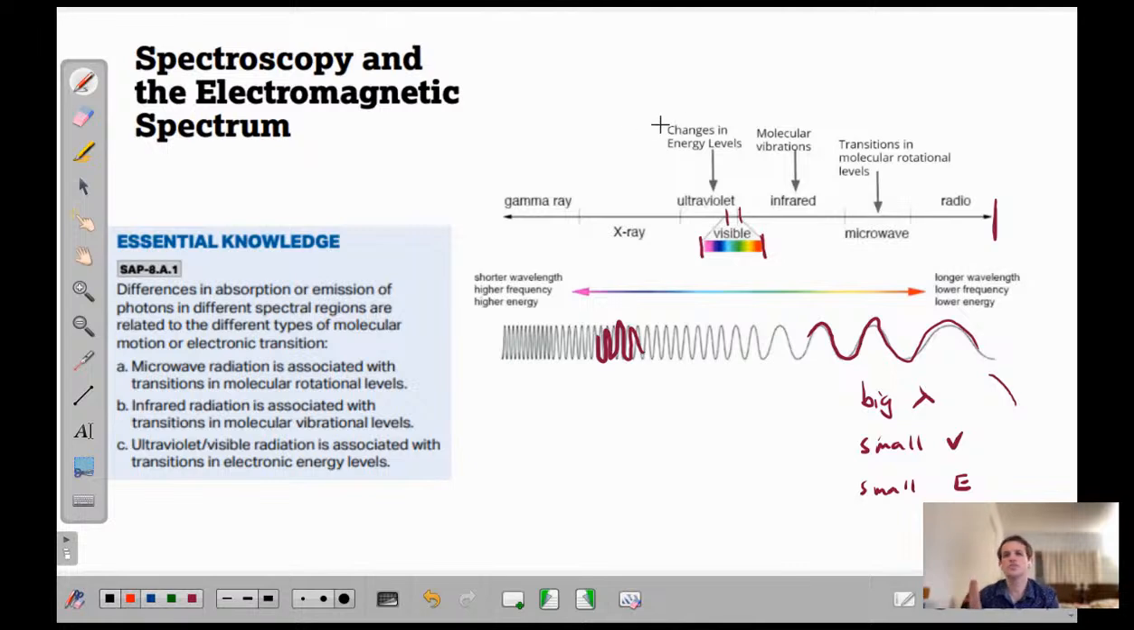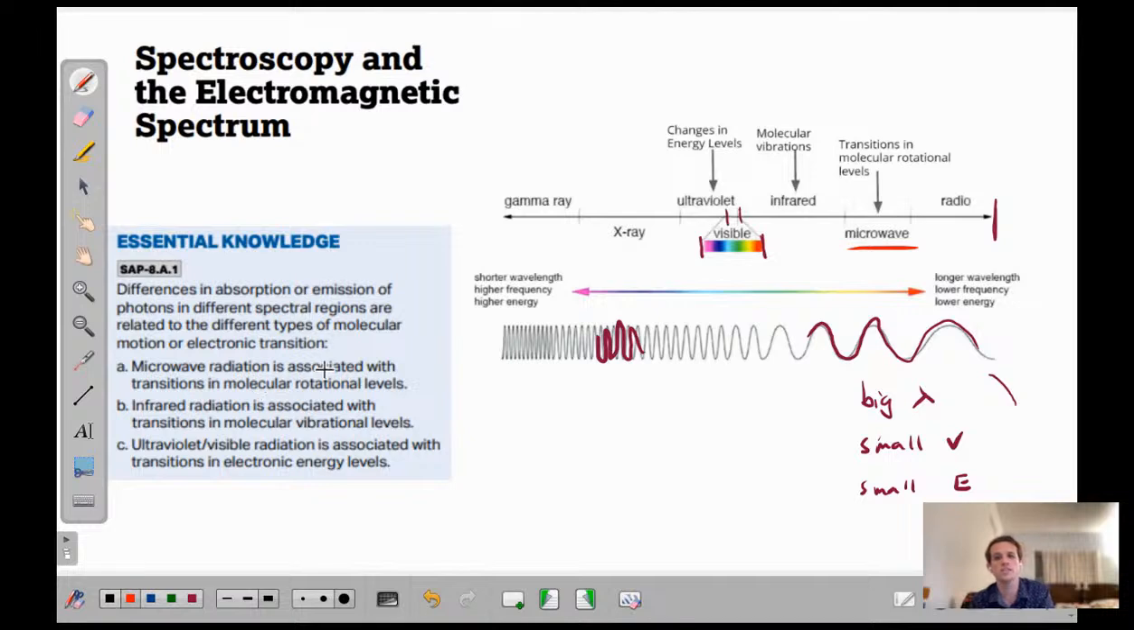So I don't even know if they would ask you directly about the electromagnetic spectrum, but there are some things you should know. The first one is, what do these types of radiation do to molecules? And microwaves, honestly, I did not even know this. I studied chemistry and taught chemistry, and I learned this year. So there's always something new to learn.